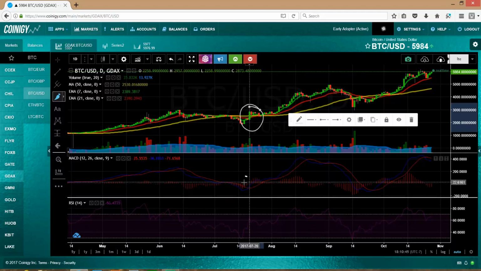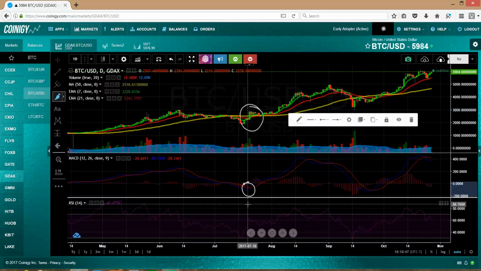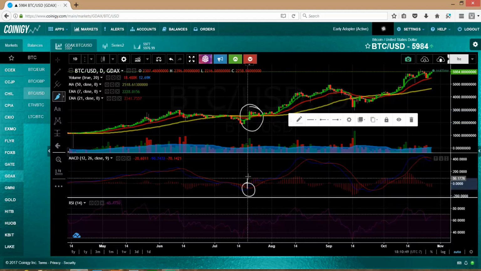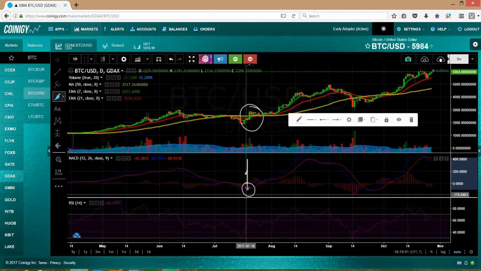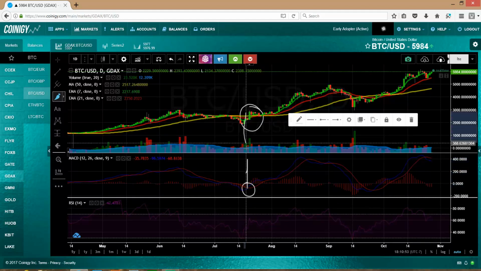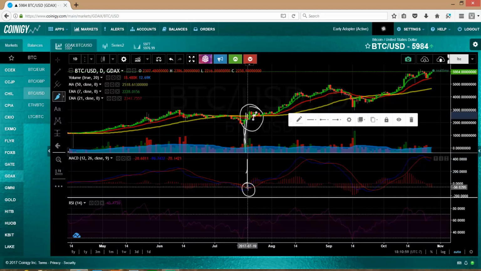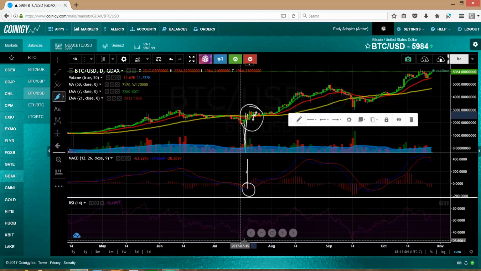If we look here in the MACD, it actually crosses over a little bit before, because this is the actual crossover right here. So when the MACD crosses over, it's something we might want to be watching. And then the third indicator is it's bouncing off the low of the RSI.